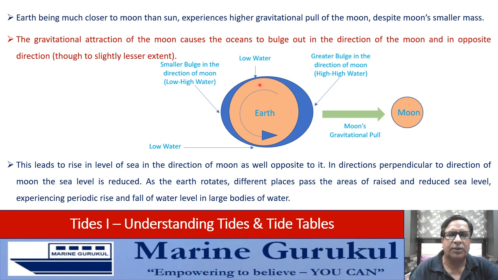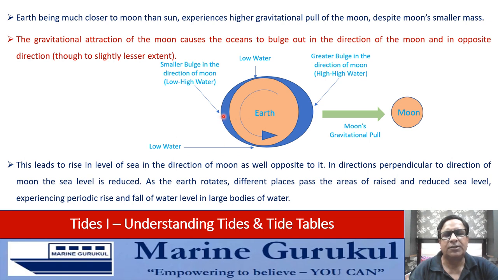Why? Because the Earth rotates at a uniform rate, and therefore we have these two as the areas of high water. And in the perpendicular direction to the direction of the Moon, we have the areas of low water. And since the Earth rotates at a uniform rate, therefore the places experience periodic rise and fall of water level in the large water bodies.